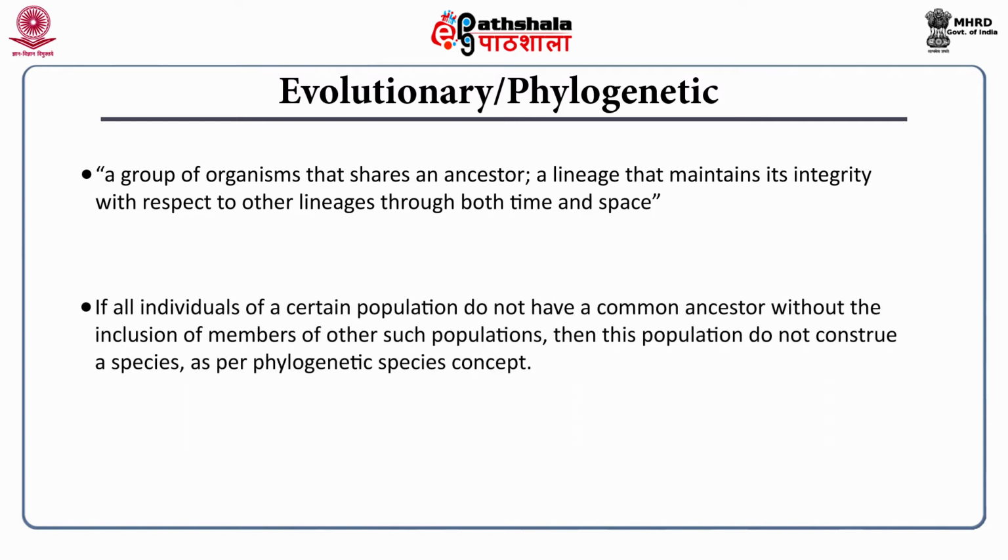If all individuals of a certain population do not have a common ancestor without the inclusion of the members of other such populations, then that group is no more called a species according to the phylogenetic species concept. And this particular evolutionary phylogenetic species concept is a direct extension of Darwin's theory of evolution. And this particular species concept is the most popular concept used across various disciplines in biology as well as in environmental science or biodiversity and so on and so forth.